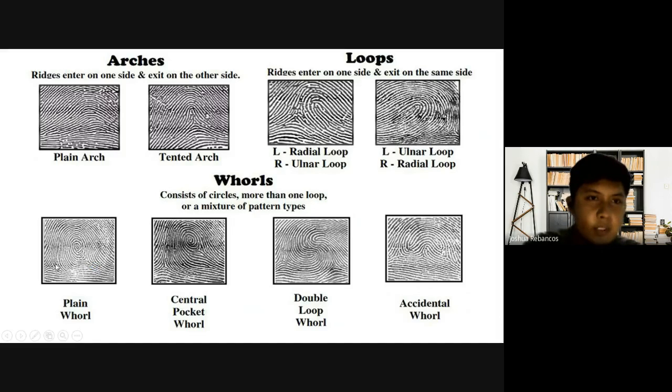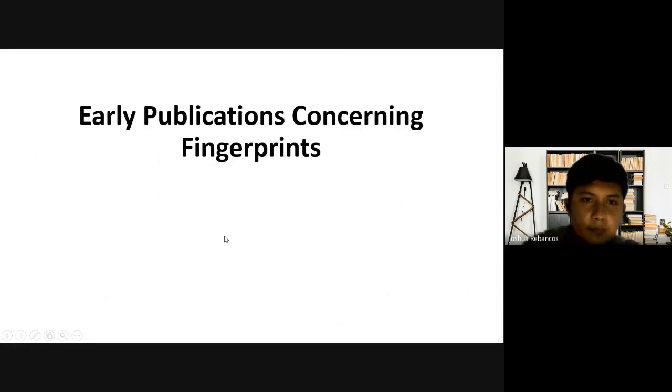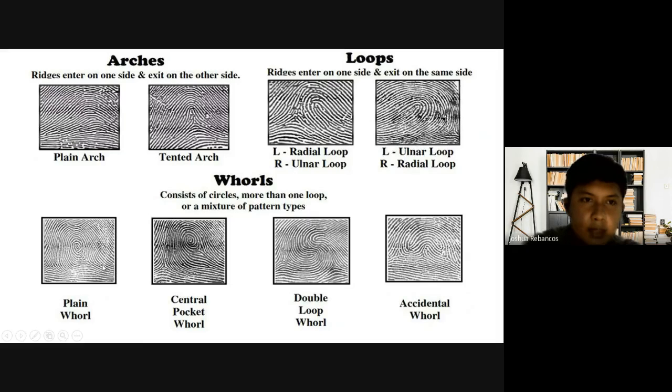Ito naman plain whorl. Pag plain whorl naman, consists of circles, more than one loop, or a mixture of pattern types. Ito, plain whorl, umiikot siya. Pag whorl, umiikot. Pag central pocket loop naman, ay central pocket whorl. Ganito itsura niya. Combination siya ng dalawang delta ng whorl. Ito naman, itsura ng central pocket loop na sa gitna siya.